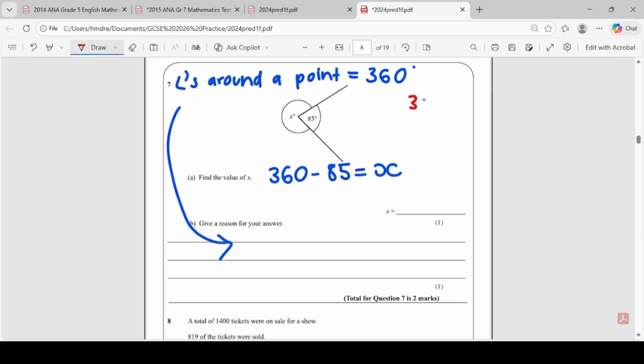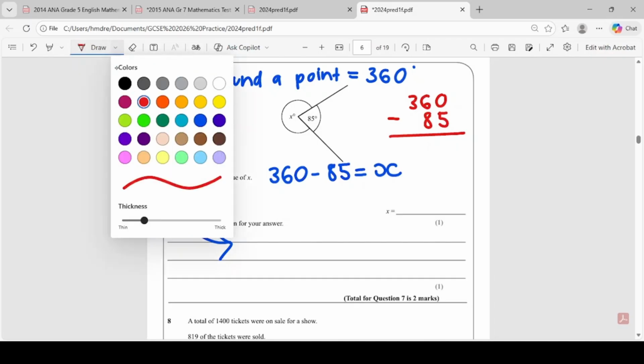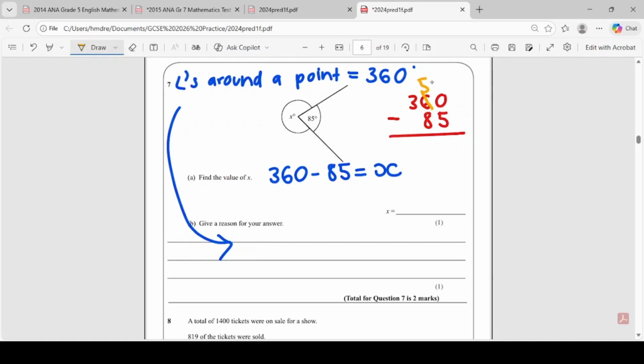We don't have a calculator, so let's just do it properly. 360 take away 85. So 0 take away 5 we can't do. So we're going to cancel the 6, make it a 5. And then 10 take away 5 is 5. 5 take away 8 we can't do. So we're going to cancel this 3, make it a 2. And that becomes 15 take away 8, which is 7. And 2 take away nothing is 2. So x is going to be 275 degrees. Which checks out. We can see that this is a really big angle. So that is 275 degrees.